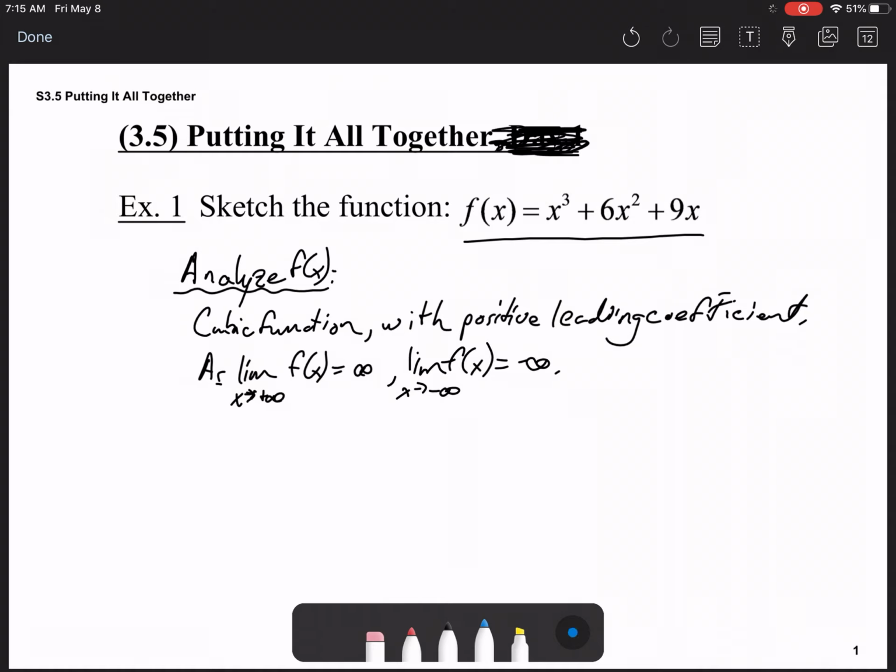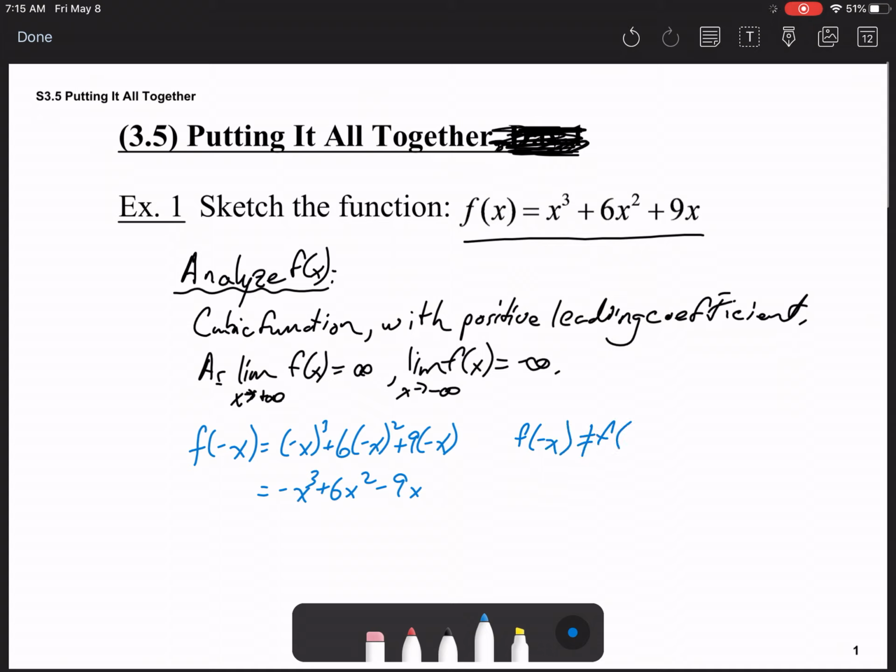You can also notice that we can check to see if this function is even or odd. So substitute negative x in, I get negative x cubed plus 6 times negative x squared plus 9 times negative x. That gives you negative x cubed plus 6x squared minus 9x. So it's neither, you'll notice that f of negative x does not equal f of x, neither does f of negative x equal negative f of x. Therefore, neither even nor odd.